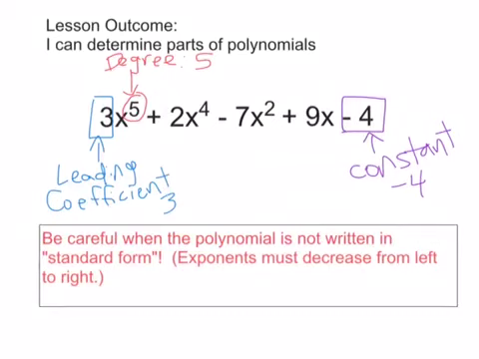And like I mentioned at the beginning, if we have a degree 5, this would be called a 5th degree polynomial.